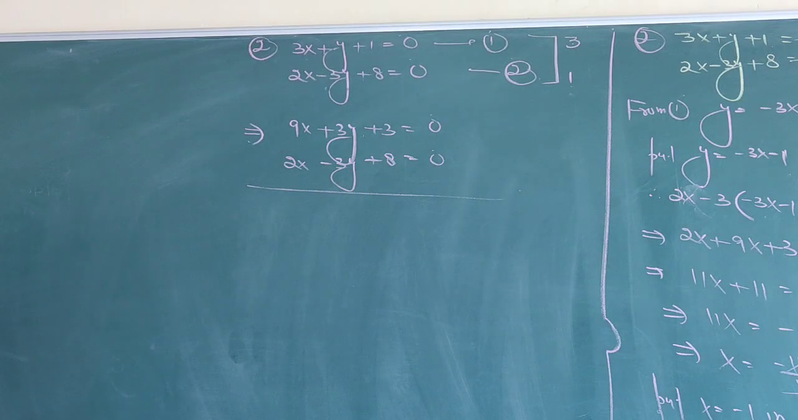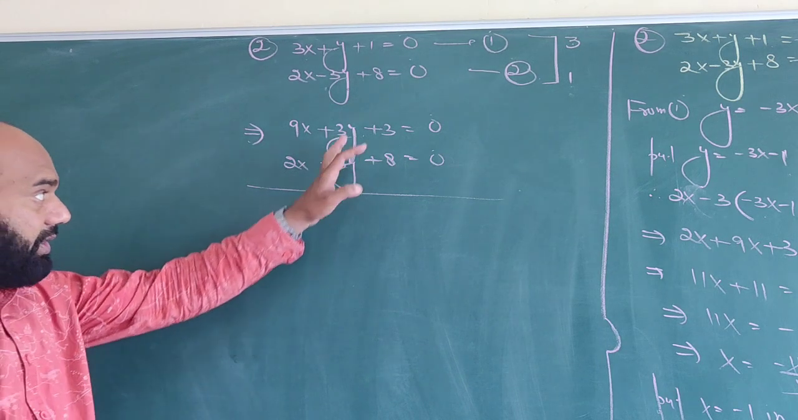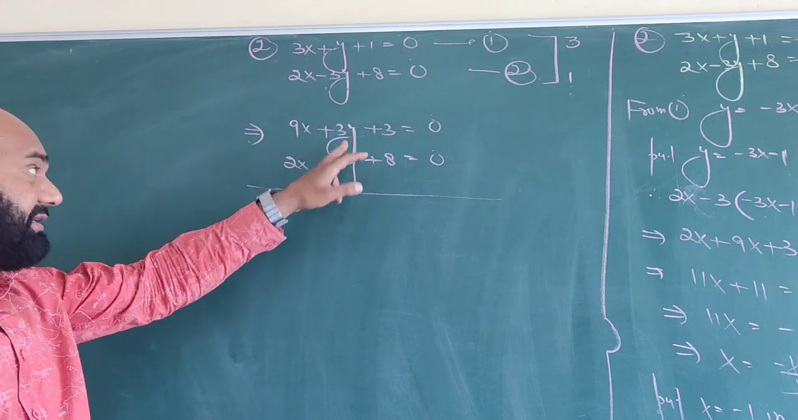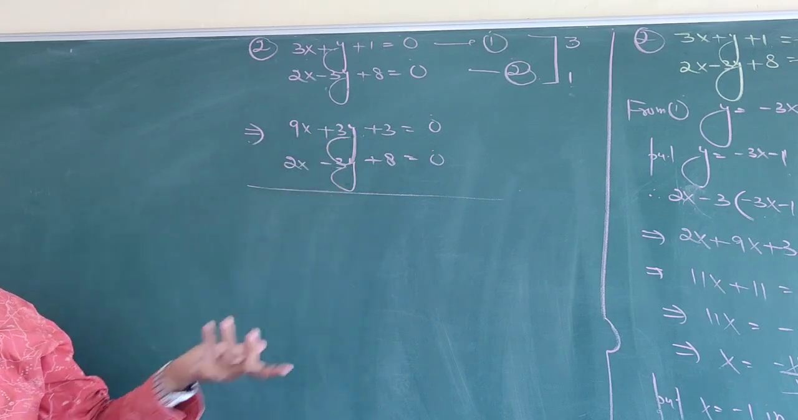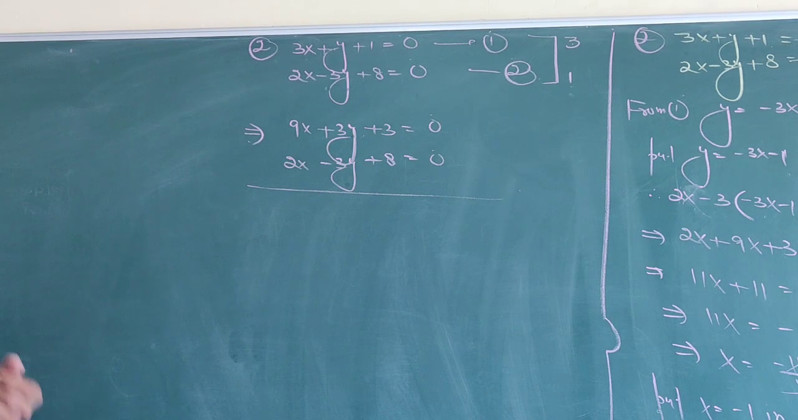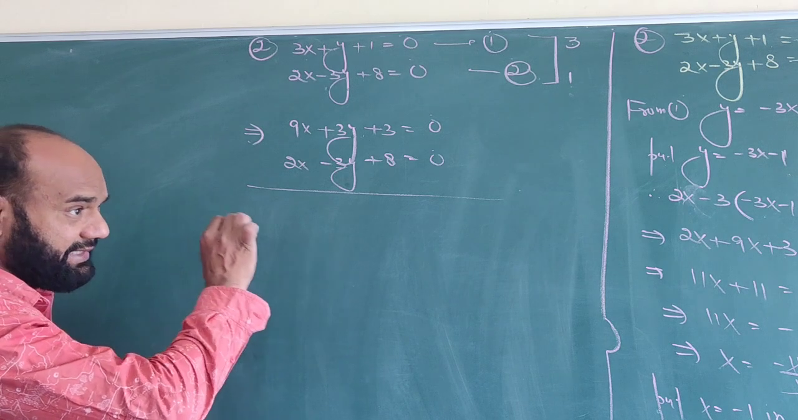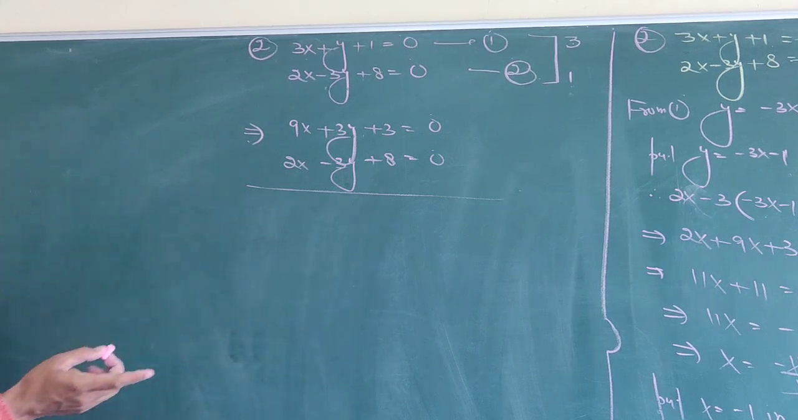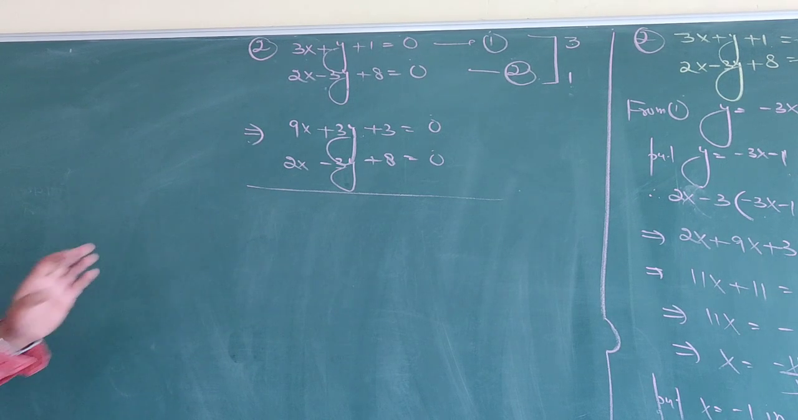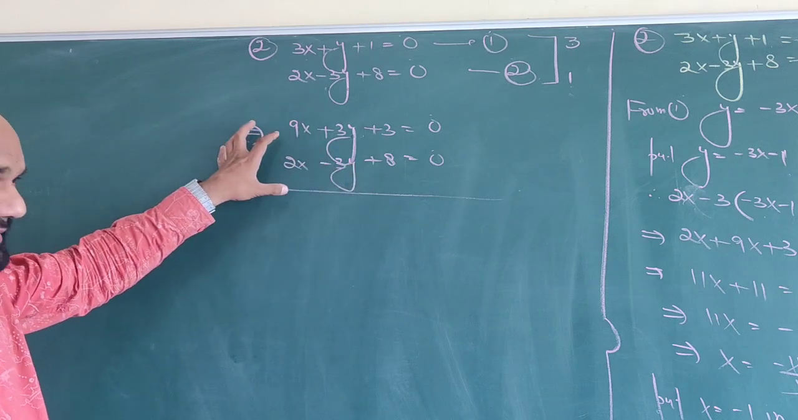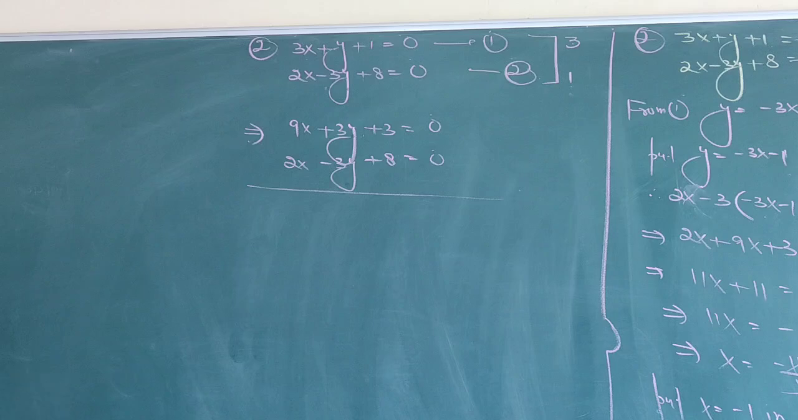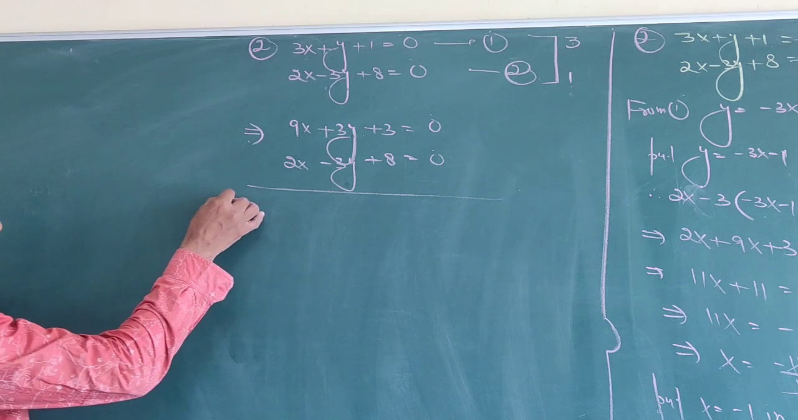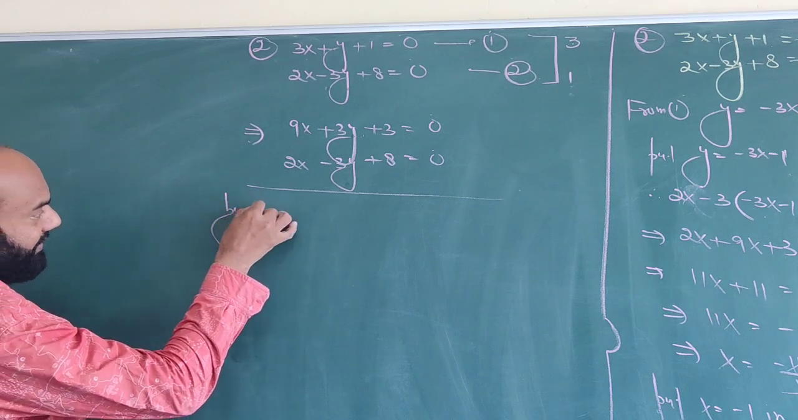Now solve these two equations. Now we observe here this is 3y and this is -3y. These are the same value and also opposite in sign. So we can solve it directly by adding, without changing the sign. When we change the sign, it means subtracting, and when we do not change the sign, the equations are said to be added.